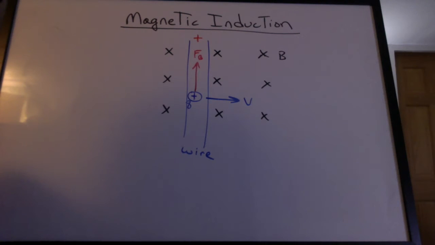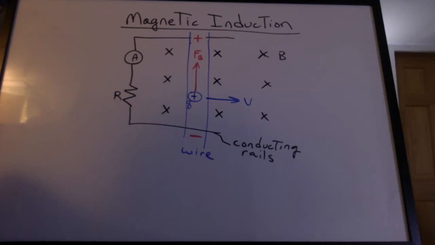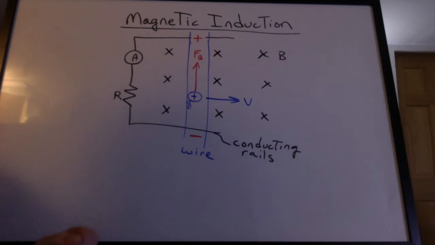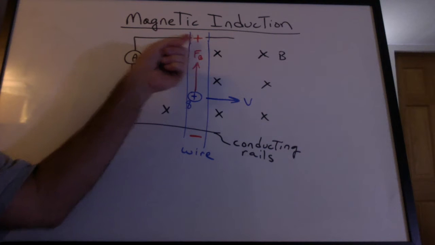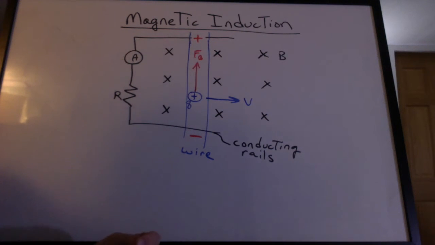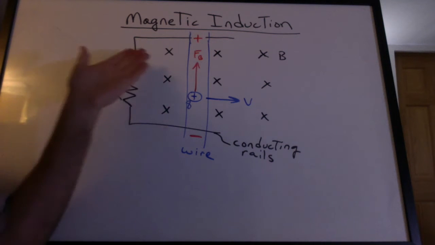The charged particles tend to accumulate at the top, and that makes the top of the wire positive. They're moving away from the bottom, which makes the bottom of the wire negative. Now imagine that this wire was riding on conducting rails, so that there was a circuit made through an ammeter and a resistor. The positive charges could flow right around. Well, what we say now is that we have induced a current by moving the wire through a magnetic field. This is what is meant by magnetic induction.